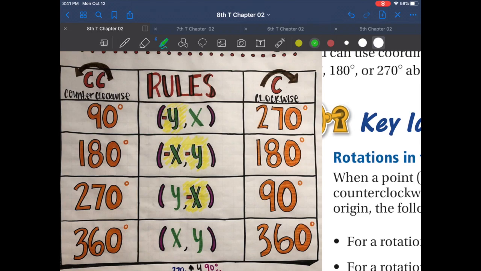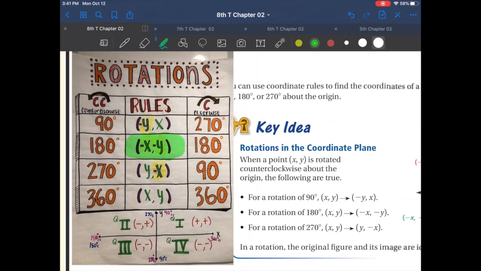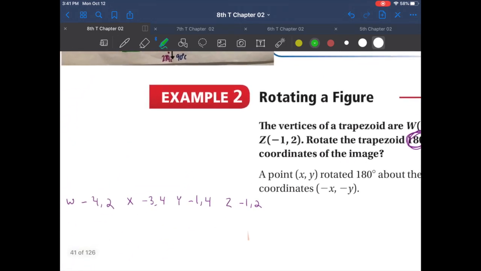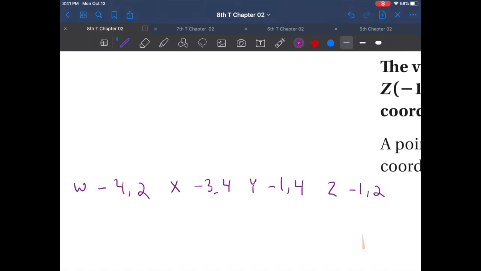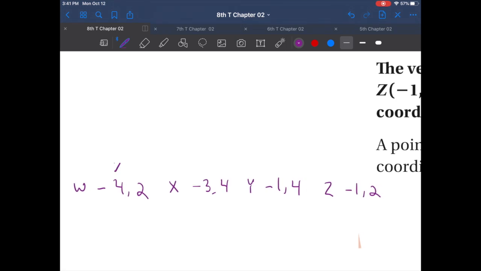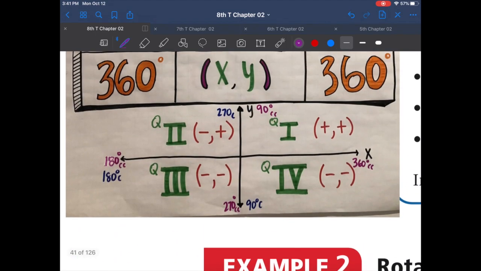So what is the formula for 180 degrees? Well, it's right there. Negative x and negative y, okay? So you guys should be writing this down as well. Here are those coordinates, okay? So first thing I want to do, I still want to label my original shapes, x and y, x and y, x and y, x and y. All right, now what was the formula again?